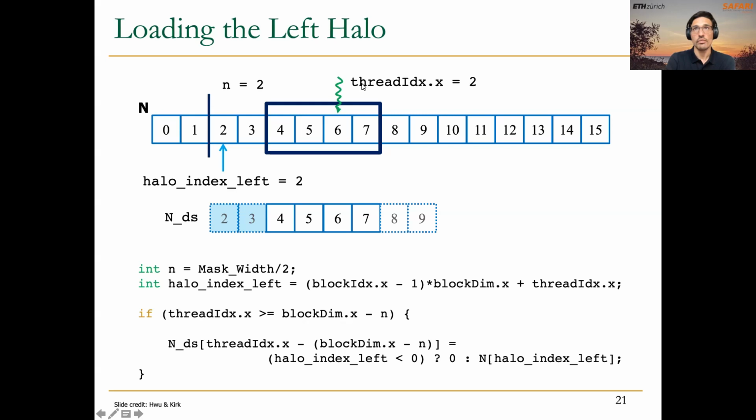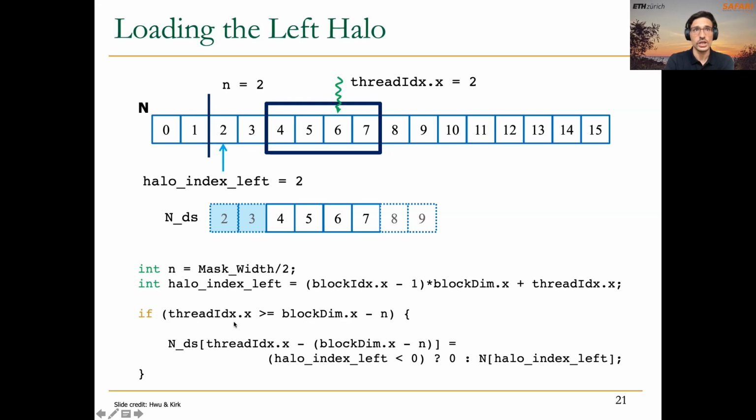So what that means is that this thread with thread index equal two that belongs to block one, in reality, will have to load this element here. How do we know that? Because if this one is block one, this block index minus one is block zero. So what we use as the halo index left is thread ID that is equal to two for the thread number two. So it's element zero, one, and two. So this halo index left equal two is the halo index left corresponding to thread index two of this block one. And now we make sure that we only load those values at the left of this chunk of the input array that correspond to the actual halo.